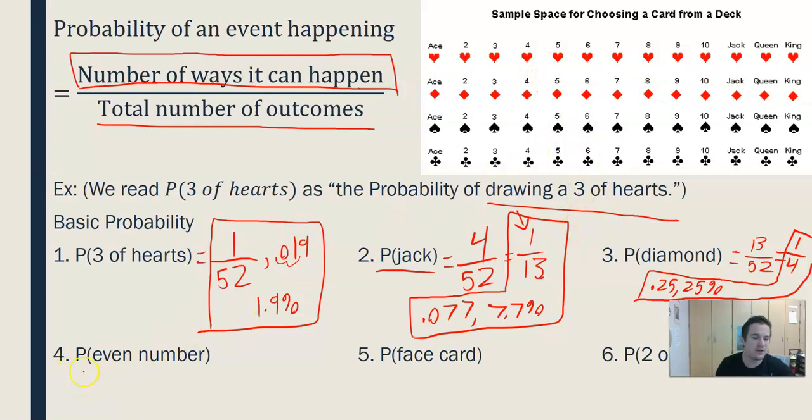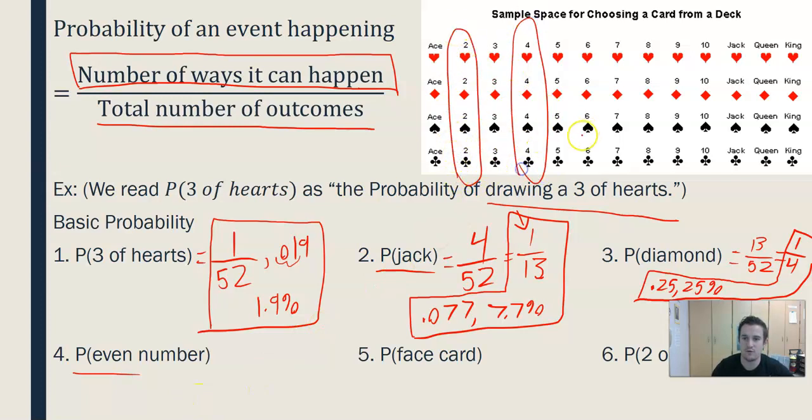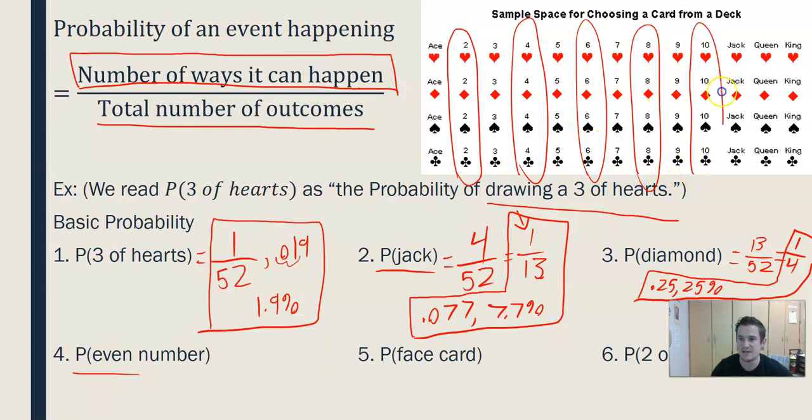Okay, what about the probability of drawing an even number? Well, 2, 4, 6, 8, and 10 are all even numbers. So let's see, that's 4, 8, 12, 16, 20. So there's 20 possible ways that that can happen, divided by a total of 52 cards. 20 divided by 52, if I write that as a reduced fraction, which again, you don't necessarily need to for your homework, that would be 5 out of 13.